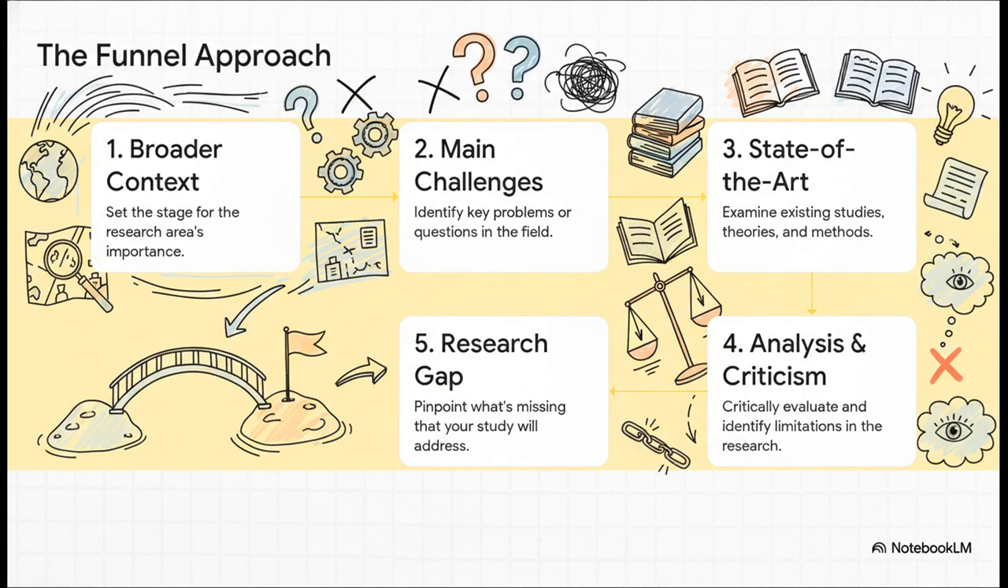So let's break that funnel down into 5 steps. It all starts with the broader context, setting the stage. Why does this topic even matter? Then you start to narrow it down by identifying the main challenges in the field. What are the big problems people are trying to solve? That leads you to look at the state-of-the-art. What have other people already tried? Now here's the most important part, your analysis and criticism. You're not just summarizing what you find, you're looking for the holes, the limitations. And it's that critical eye that finally lets you pinpoint the research gap, that one specific missing piece that your study is going to address.